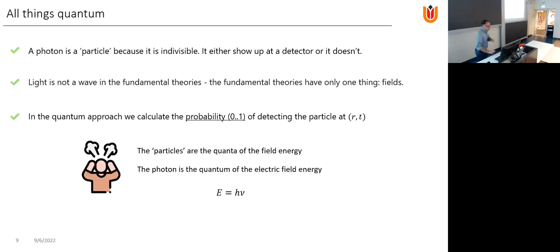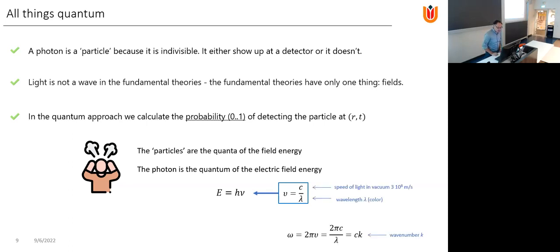Okay, so we calculate the probability. I'll blow your mind a little bit further and then we'll stop. So these particles, of the probabilities that we calculate, are the quanta of the electric field. So the photon is the quantum of the electric field energy. The energy of the photon is Planck's constant times the frequency. It comes in these steps. This frequency is given by c over lambda, c being the speed of light in vacuum, and lambda being the wavelength, the color of the light.